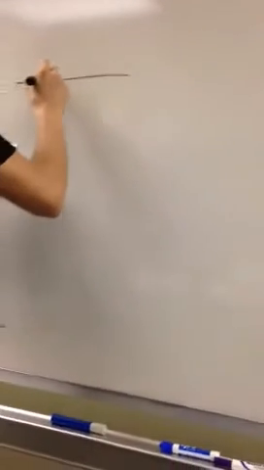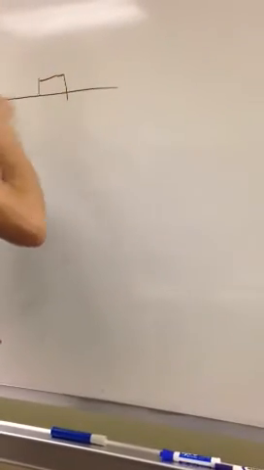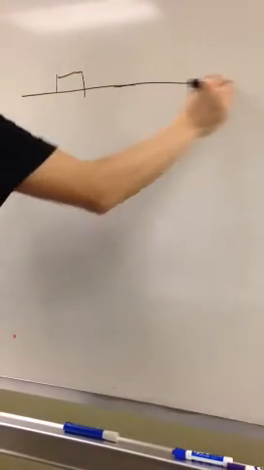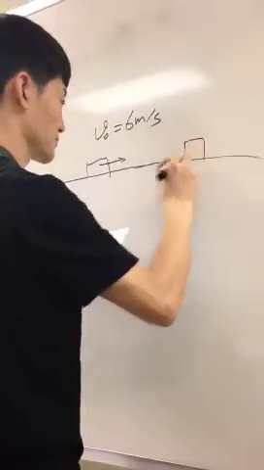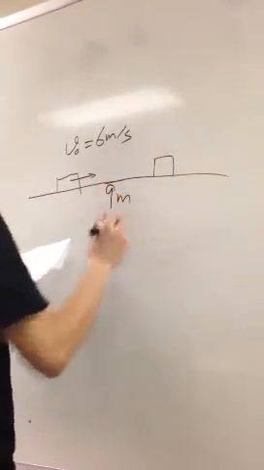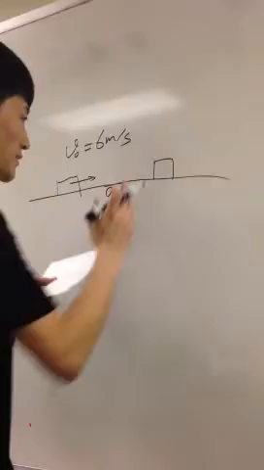16. Initial speed 6 meters per second. Okay. The initial velocity is 6 meters per second, and then it slides a distance of 9 meters, and then it stops.